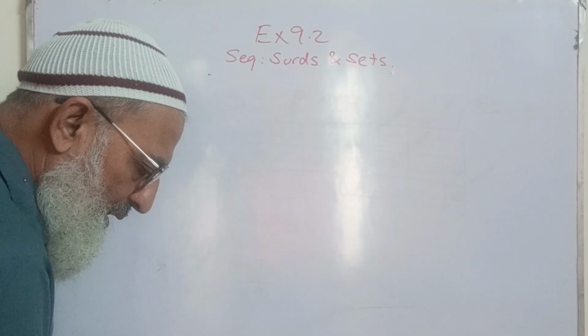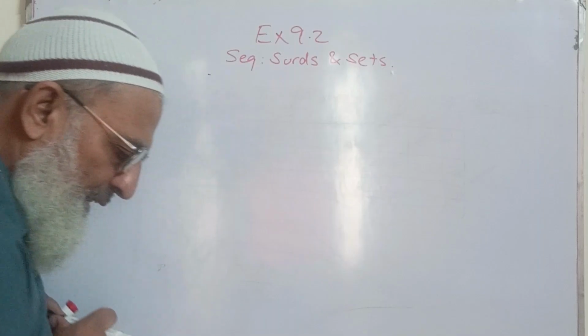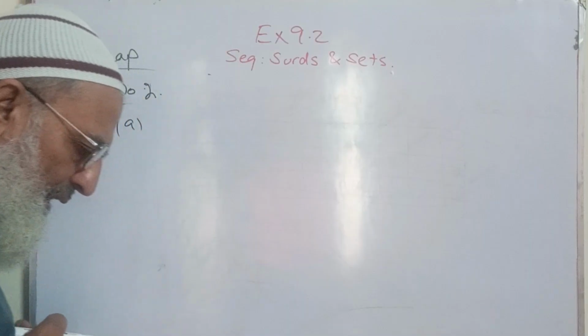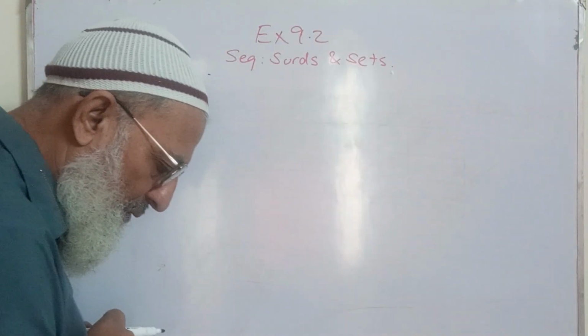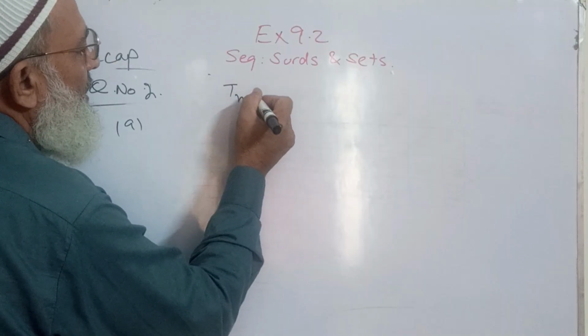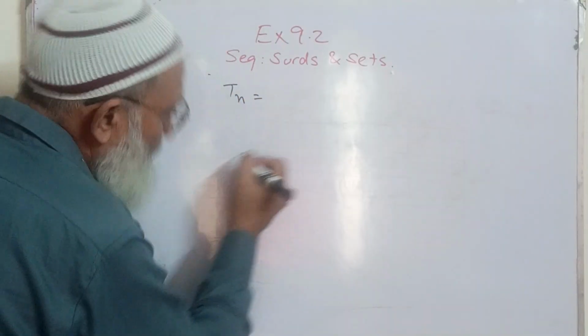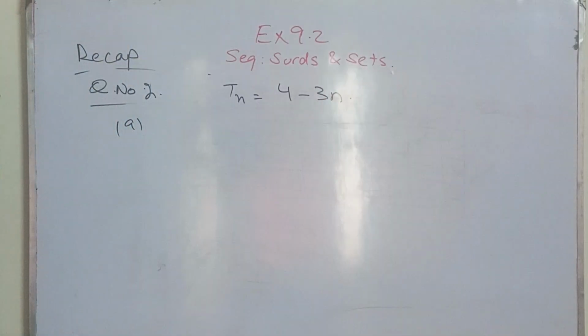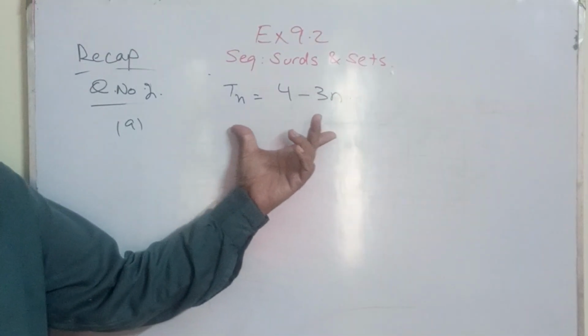List the first three terms and find the 20th term of the number pattern given by the following rules, where T is equal to term and n is equal to the position of the term. So we are given Tn is equal to 4 minus 3n. This formula is given to you.